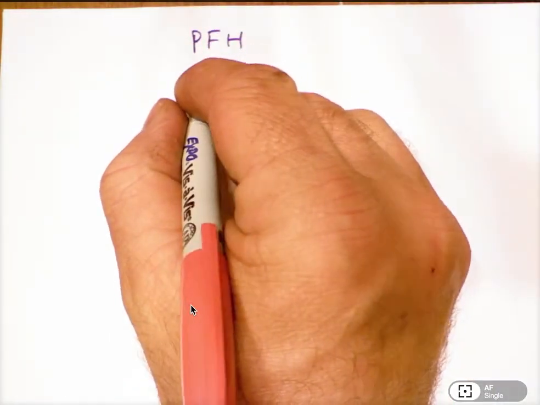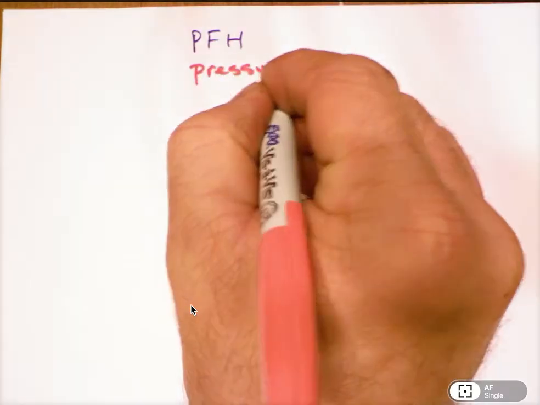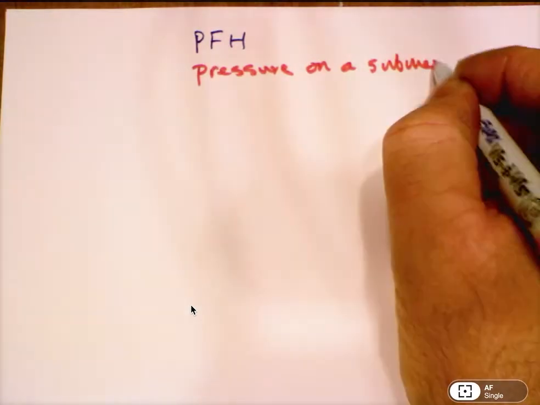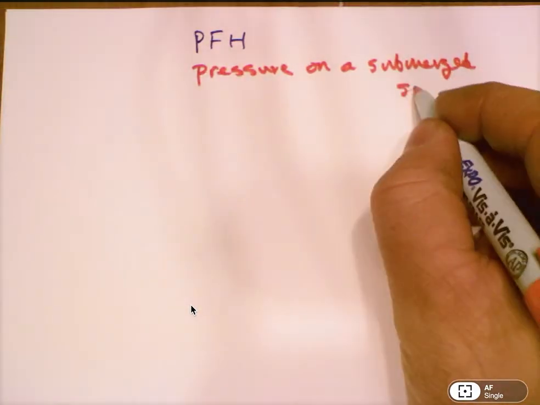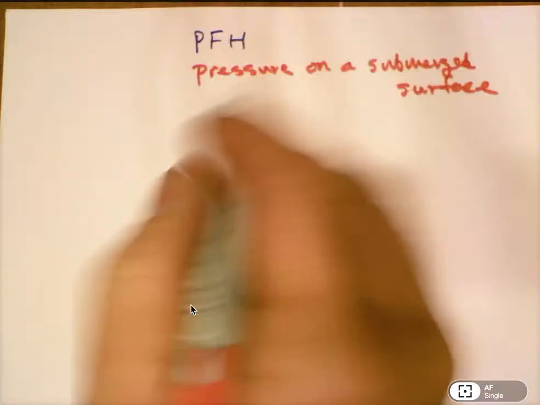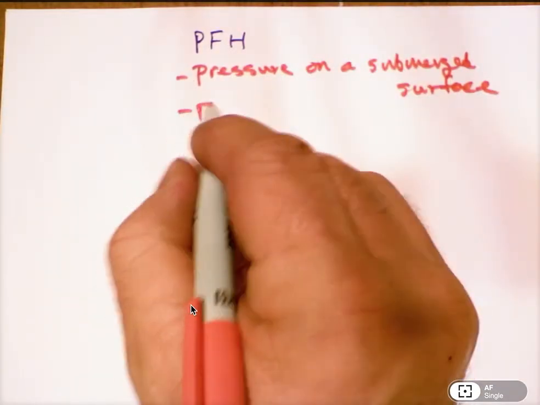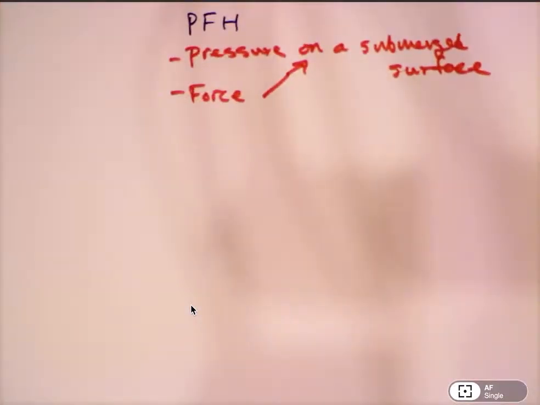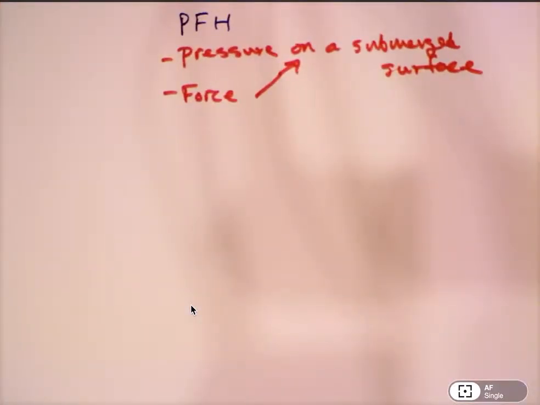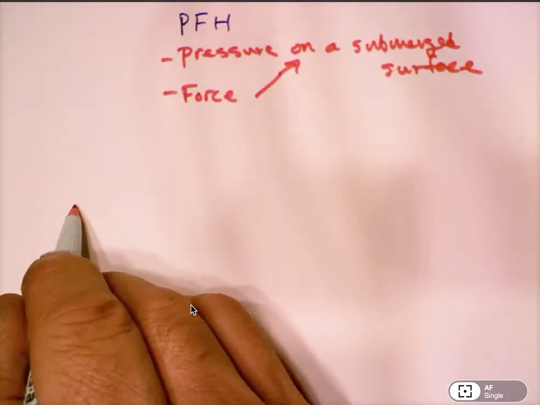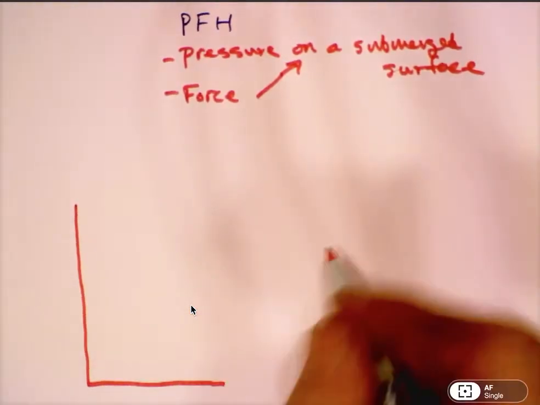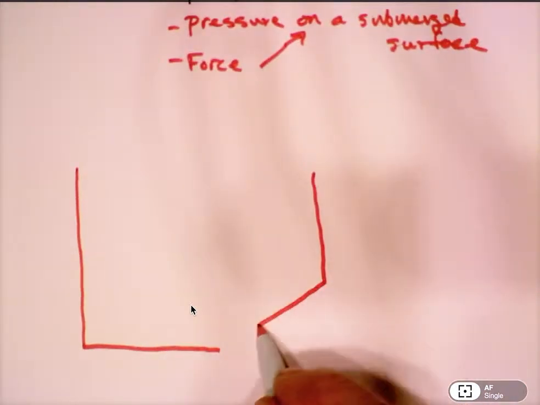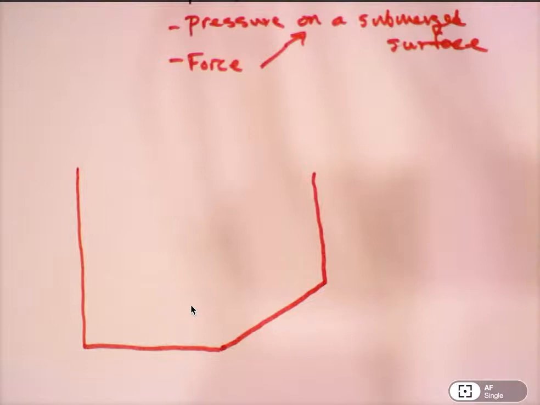What we're going to do here is find the pressure on a submerged surface. And really then what that's going to give us is the ability to find the force on a submerged surface. So what do we mean by a submerged surface? Well, what if we took a swimming pool, but in the lower corner of the swimming pool we had an inclined plane.